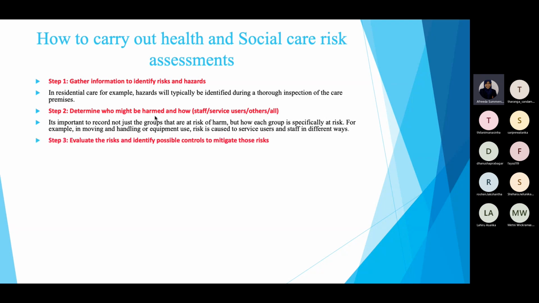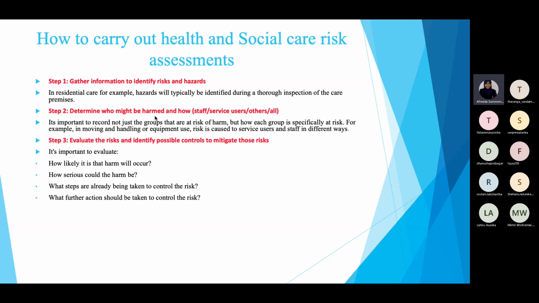That is one thing. The third one: evaluate the risk and identify the possible controls to mitigate those risks. So what does that mean? It's important to evaluate how likely it is that harm will occur, how serious the harm could be, what steps are already being taken to control the risk, and what further action should be taken to control the risk. See how nicely you can bring in risk assessments, it's very methodical.